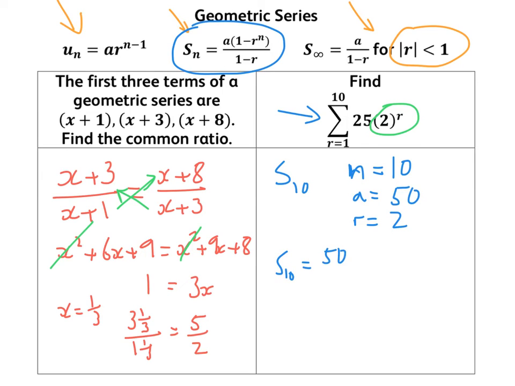So a is 50, and I get 1 minus 2 to the power 10, sorry, I don't know why I put r, all over 1 minus 2. Put that in your calculator, and you end up with the sum of the first 10 being 51150. Just read the question carefully, but I think these are a little bit easier than arithmetic series. It literally is plugging stuff into the formula.